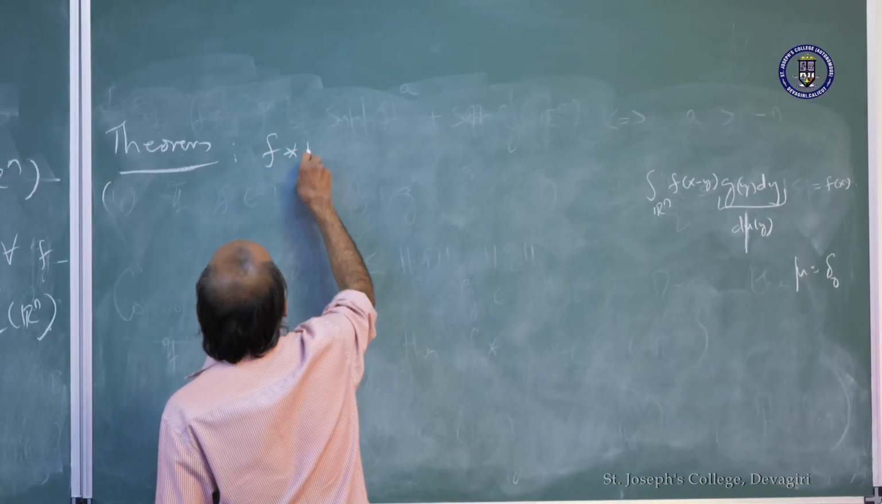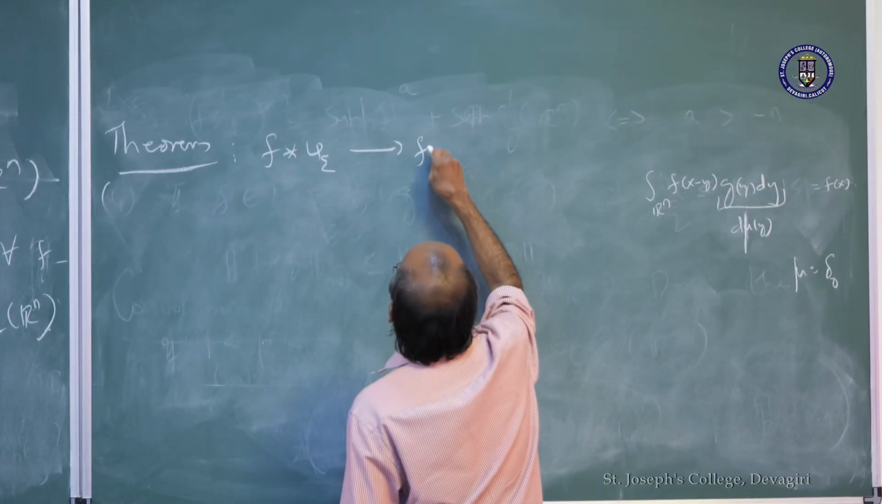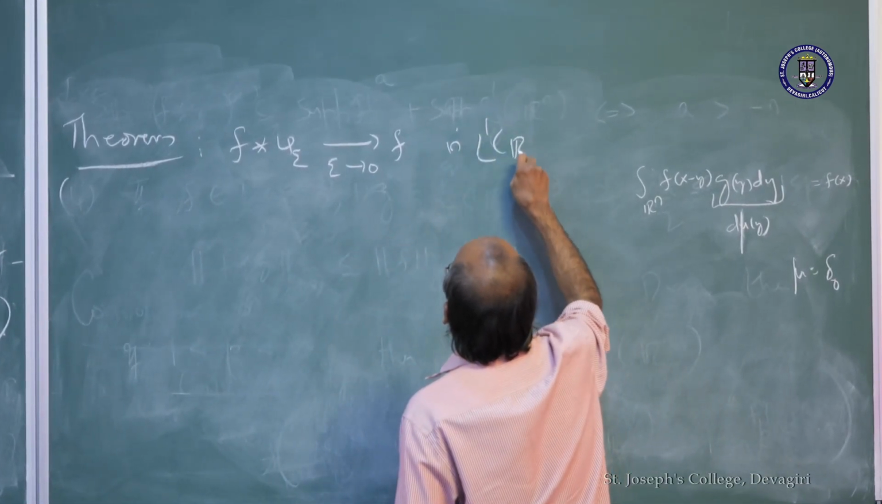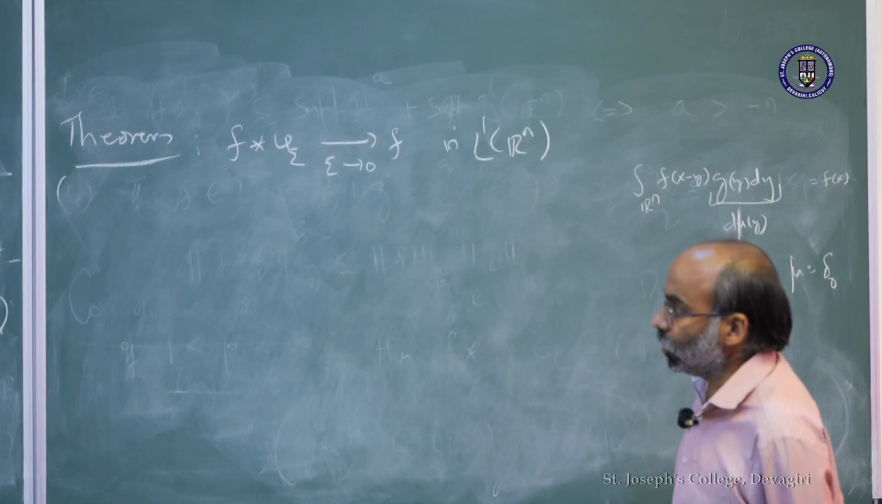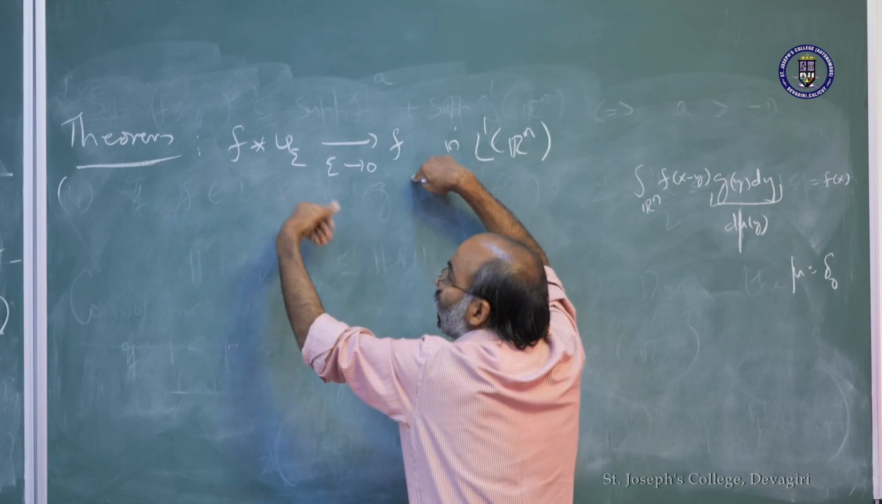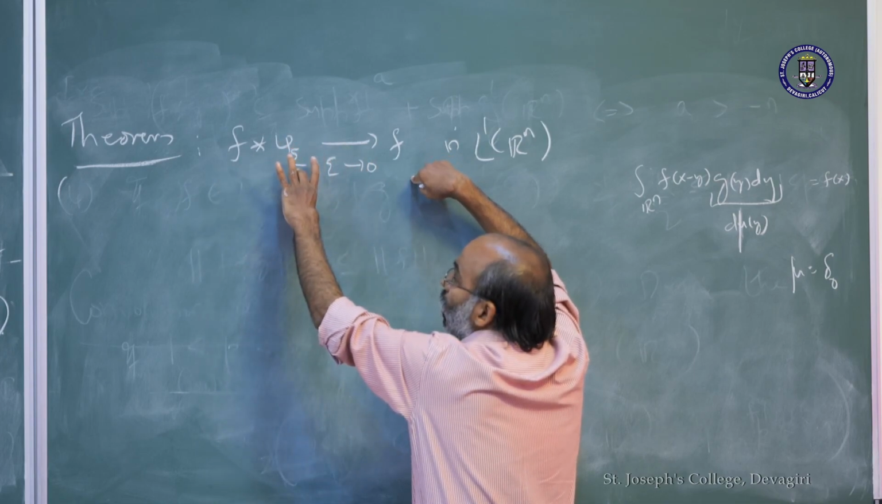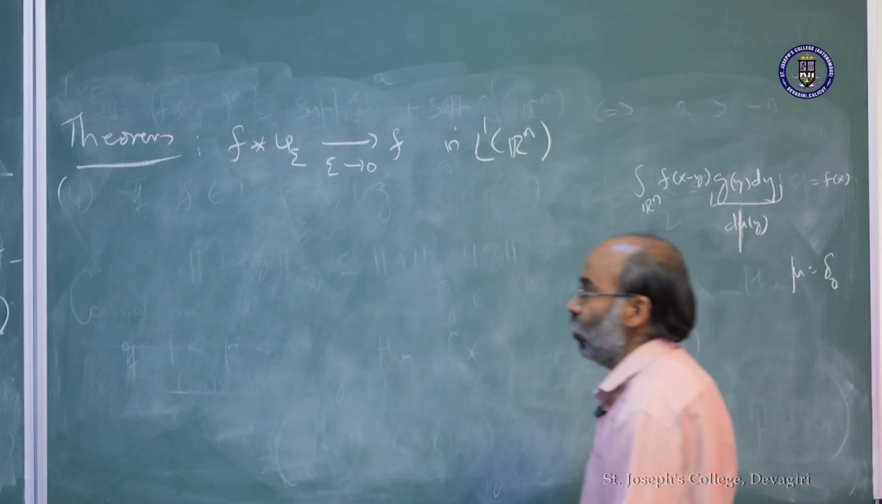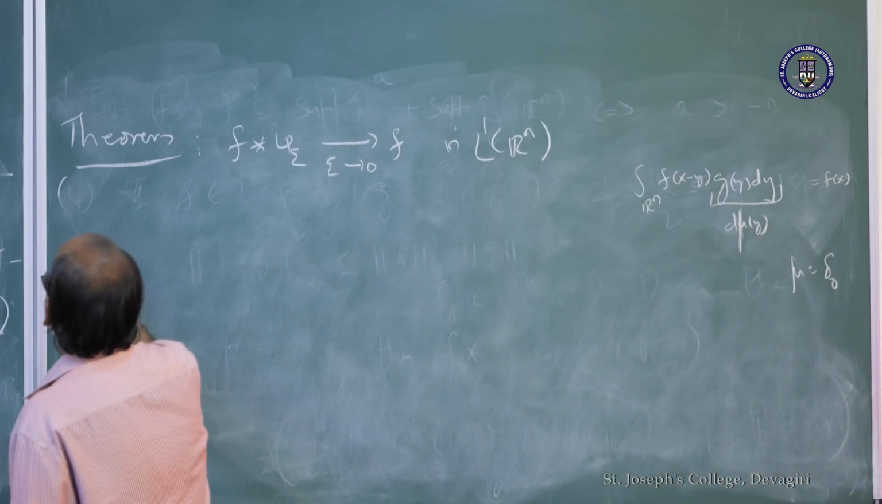F convolved with phi sub epsilon converges to f as epsilon goes to 0 in L1. Okay, so, this never becomes f, but it converges to f. So, the collection of functions phi sub epsilon approximates the identity. This is an easy proof. I will write down 2-3 lines to justify this.